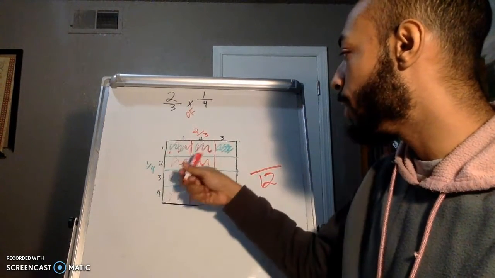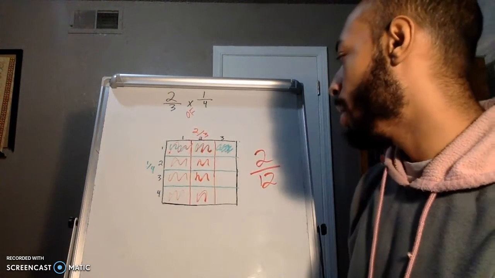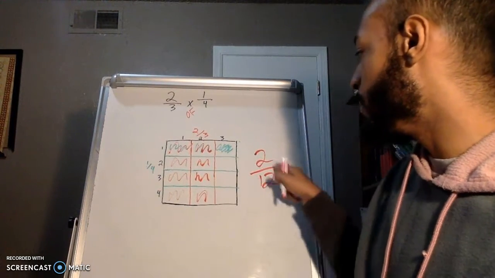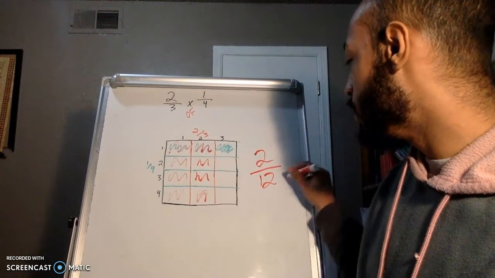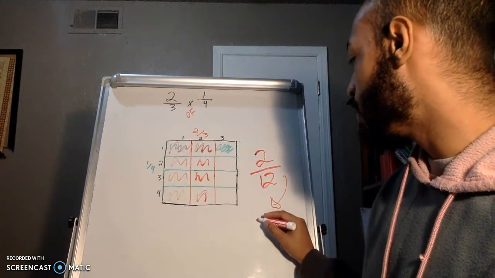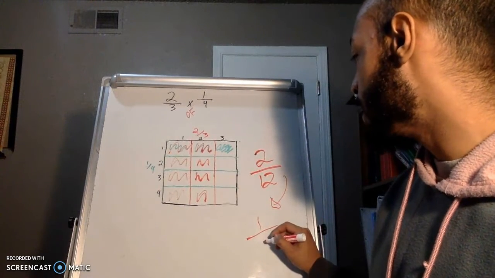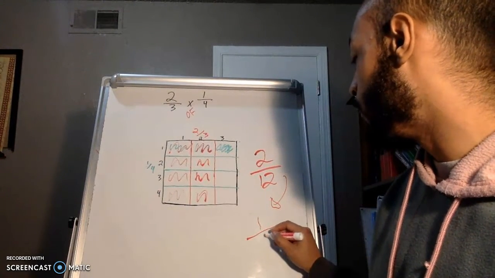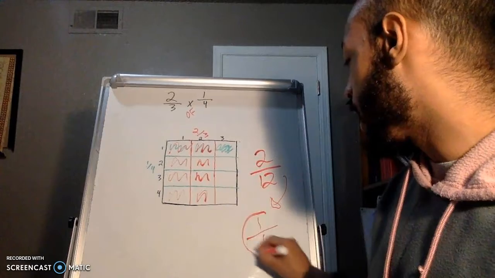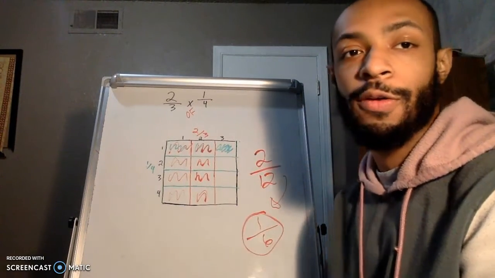So I have one that overlaps and two that overlap out of the 12. So it would be 2 over 12. Then we can simplify it, and I know that 2 goes into 2 one time, and that 2 goes into 12 6 times. I got my answer right there by just simplifying it further.